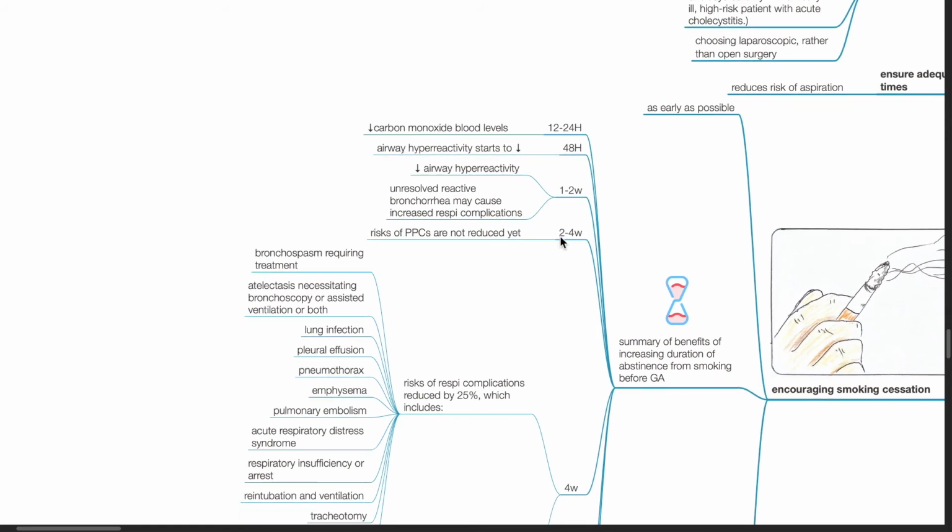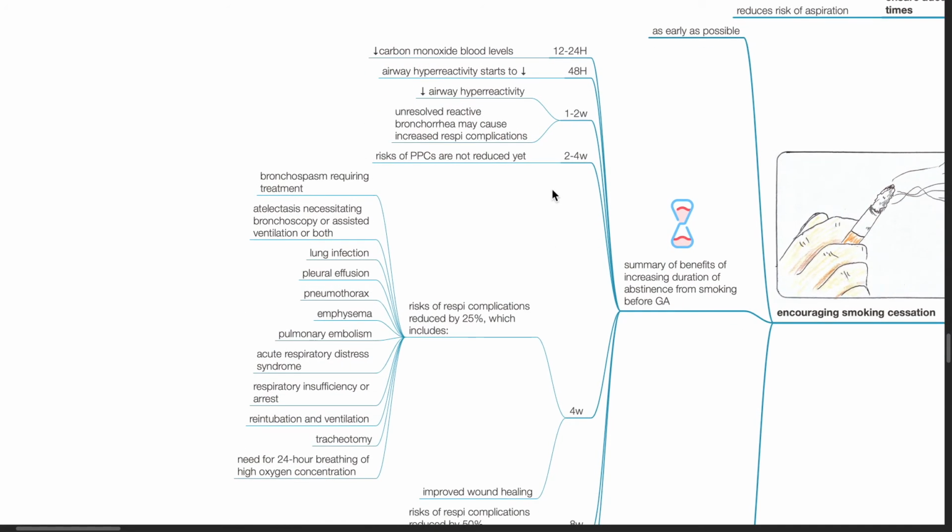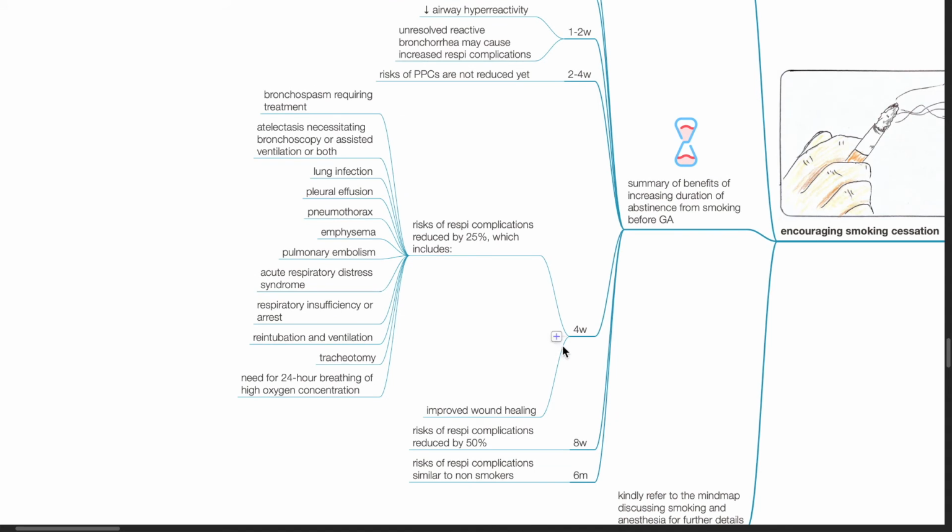If it is 1 to 2 weeks, there is marked reduction in airway hyperreactivity. Unresolved reactive bronchorrhea may cause increased respiratory complications. If the duration of abstinence is 2 to 4 weeks, the risk of PPCs is not reduced yet. If the duration of abstinence is 4 weeks, the risk of respiratory complications such as bronchospasm, atelectasis, and lung infections are reduced by 25%. There is improved wound healing.